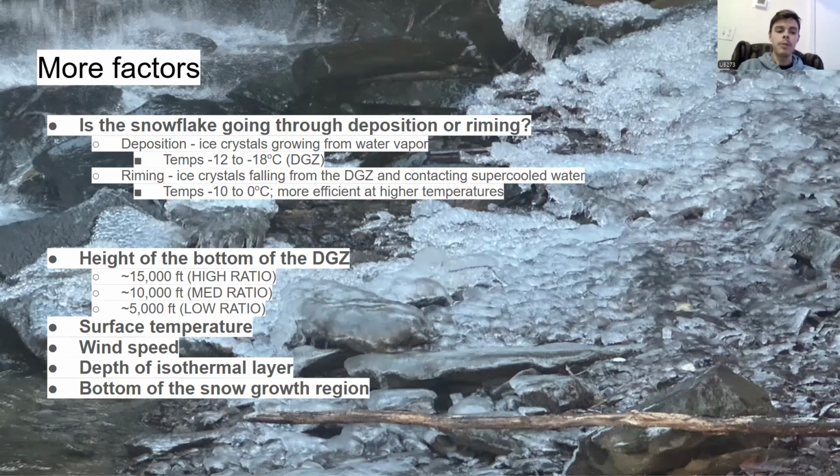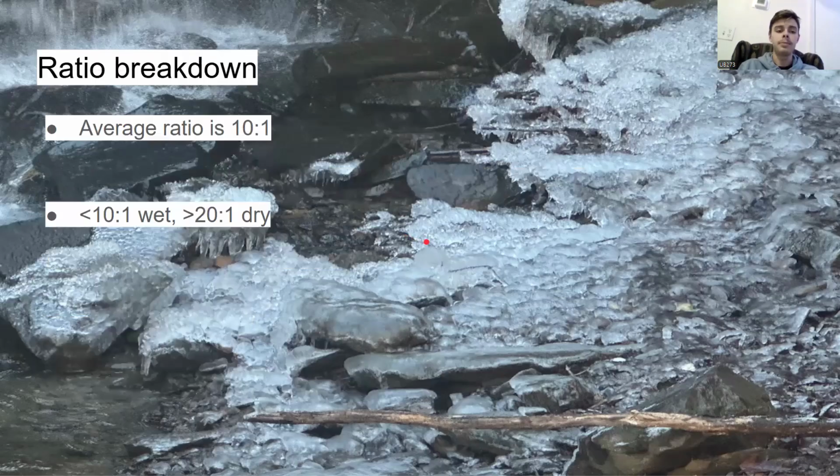Also, other things that affect this snow to liquid ratio: what surface temperature do we have? What wind speed do we have? Does the wind change direction as we go up? What is the depth of the isothermal air layer? We have regions of the sounding that parallel the temperature lines, and that would be considered an isothermal layer. What is the bottom of the snow growth region? That's usually indicated by a purple color in the sounding.